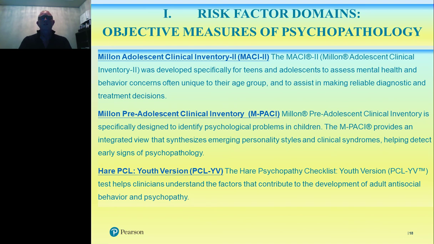For adolescents, you would use the MACI. For younger folks, you would use the M-PACI, which is the Pre-Adolescent Clinical Inventory. And then I put in here the Hare Psychopathy Checklist, the PCL, youth version.